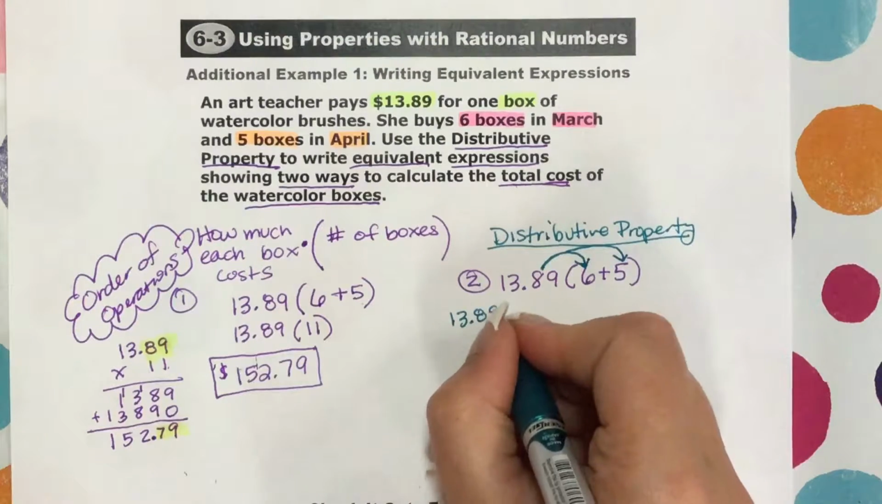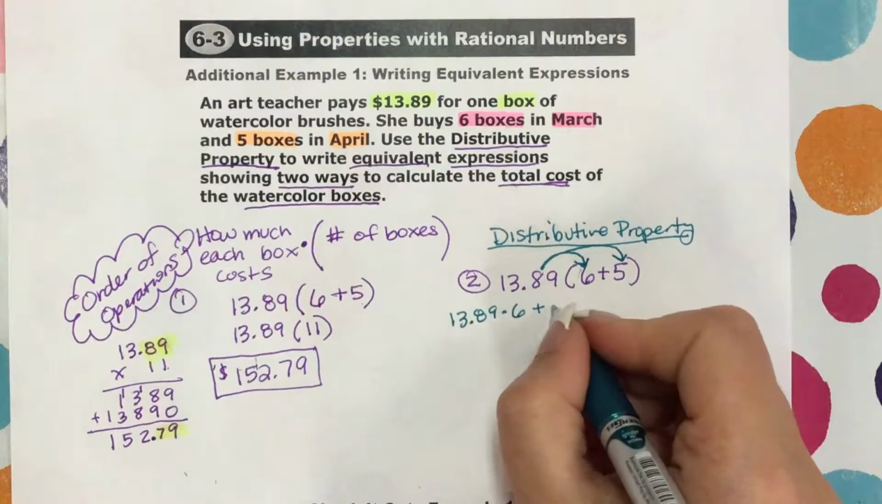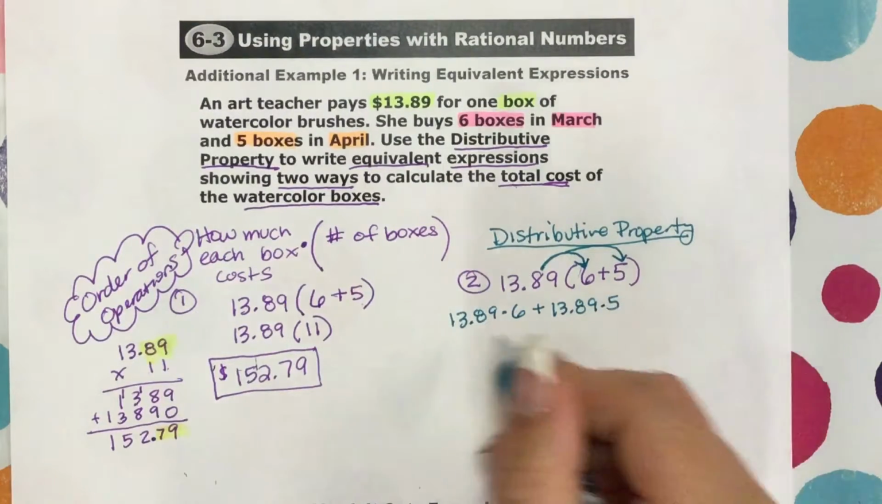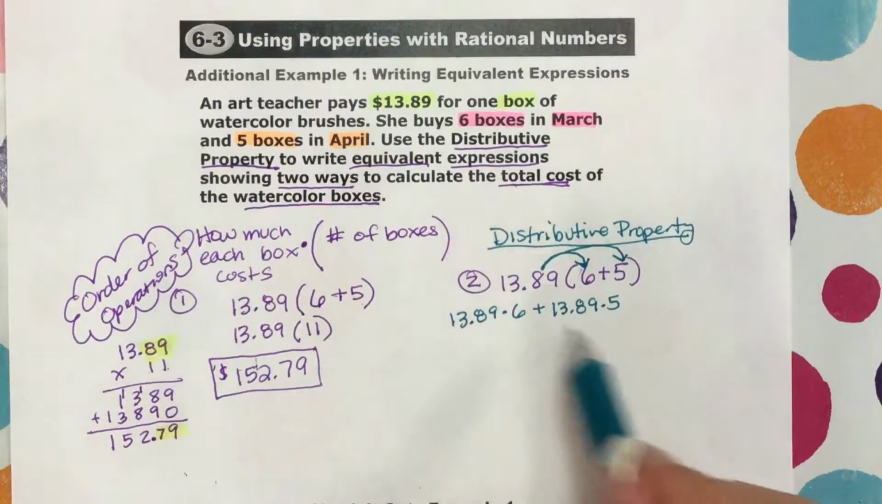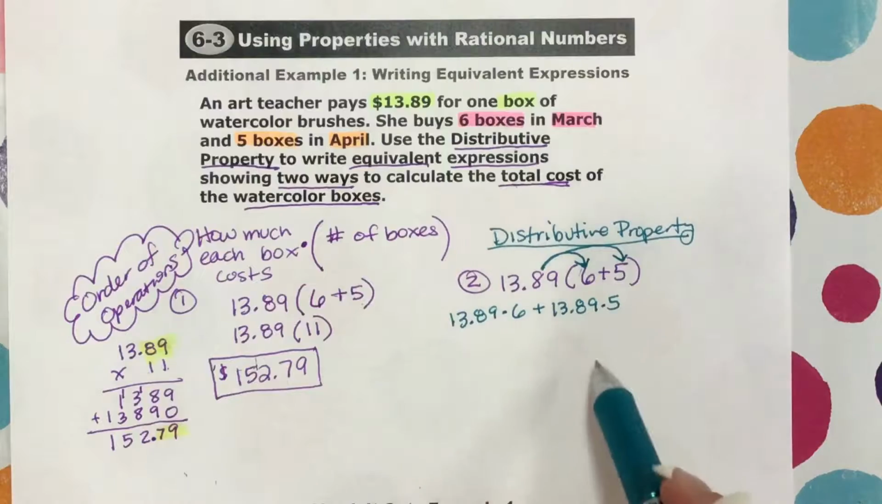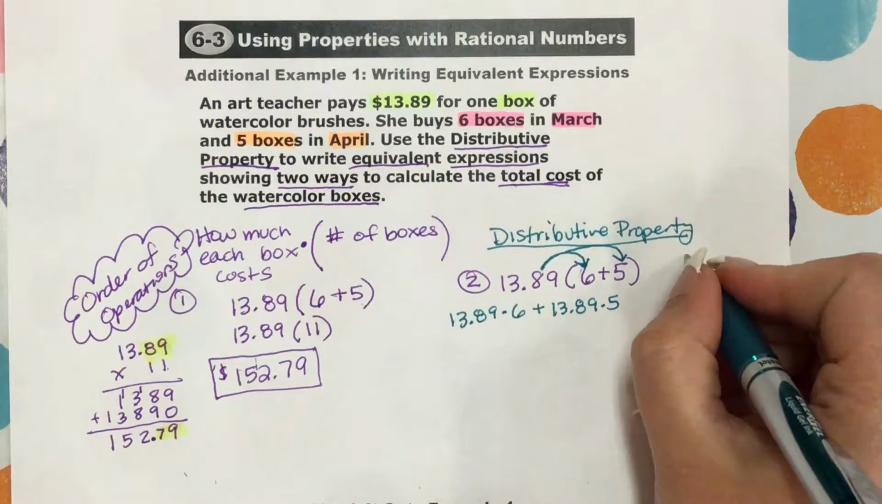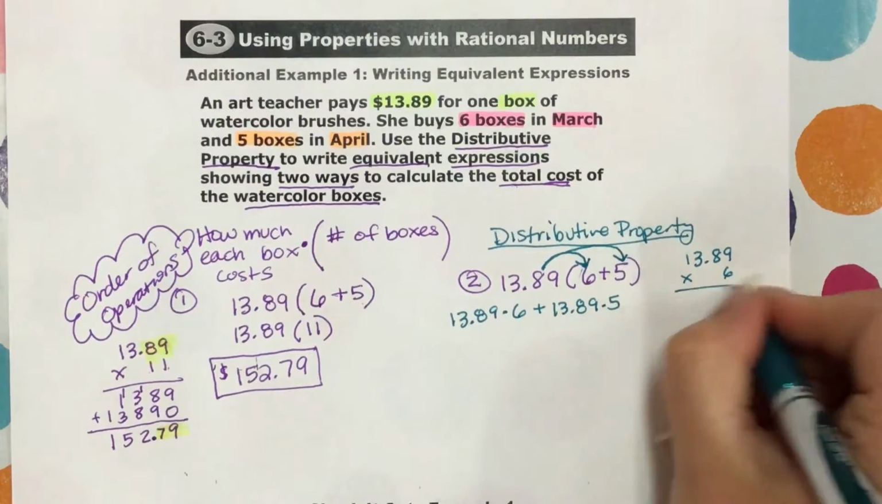13.89 times 6 plus 13.89 times 5. Now, when we do this, we should get the same answer. Okay? Order of operations says we have to do the multiplication first, left to right. So I'm going to go ahead and figure out what this is off to the side first. 13.89 times 6.